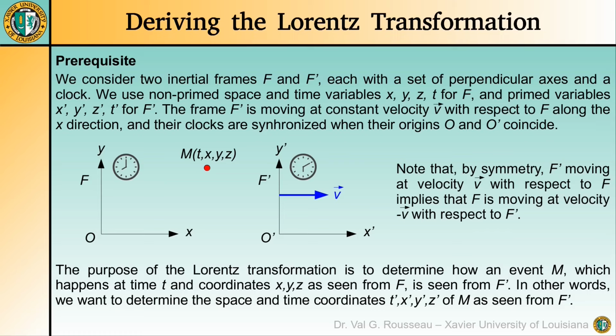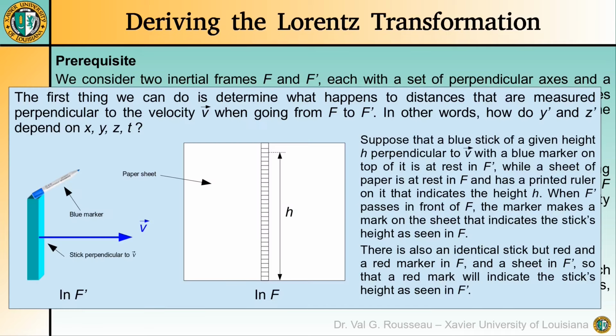There is a step in the derivation of the Lorentz transformation that is often overlooked. It consists of determining how lengths that are perpendicular to the velocity change when going from F to F prime. So let us do it properly. Suppose that there is a blue stick in F prime that is perpendicular to the velocity and it has a blue marker attached to the top.